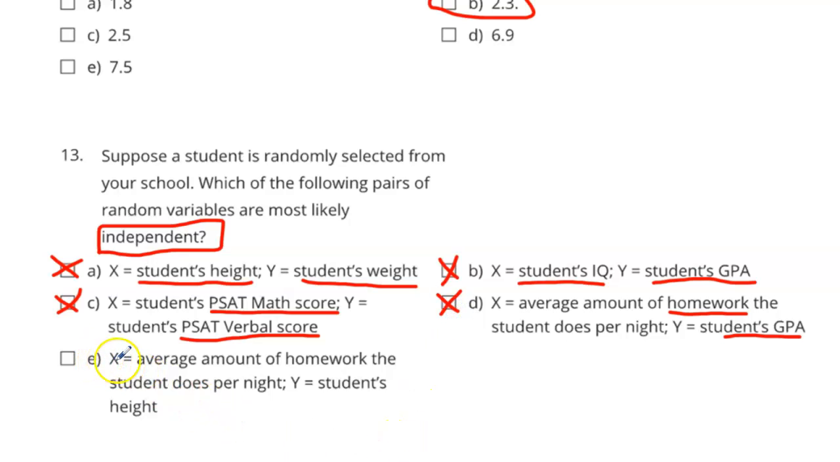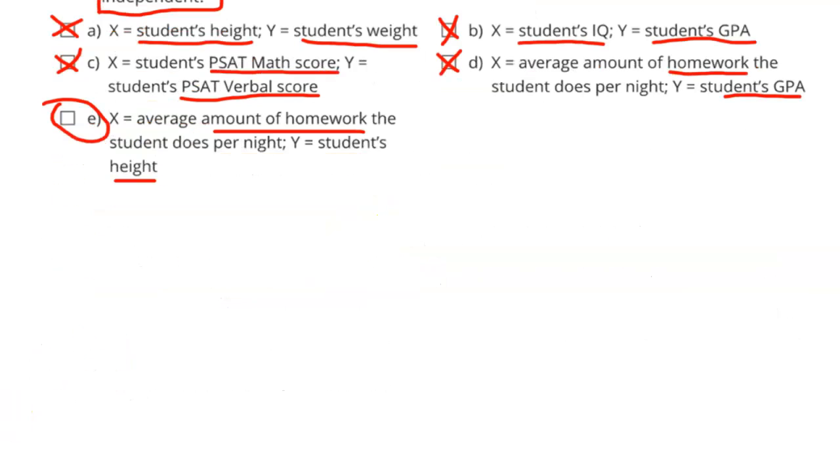Leaving us with letter E, and this one is the one that makes the most sense for why it would be independent. Average amount of homework the student does per night, and student's height. Listen to me. I've had great students that are super duper tall. I've had great students that are super duper short. Their height is definitely not something that is related in any way to the average amount of homework, right? So since these things are not related, since one outcome is not going to affect another outcome, I would say this one is the most likely independent random variable.